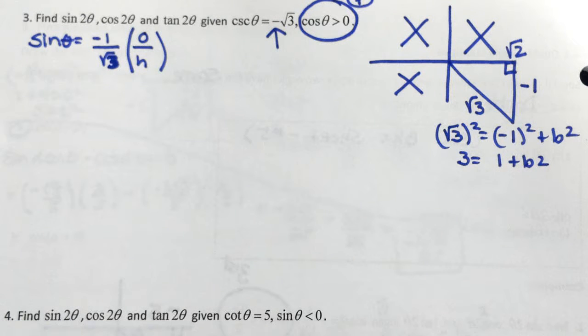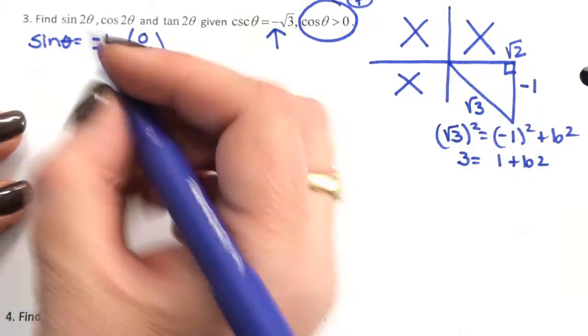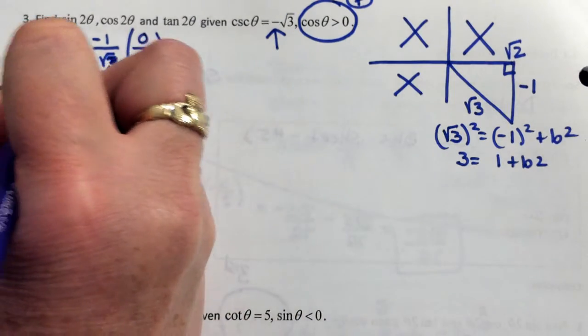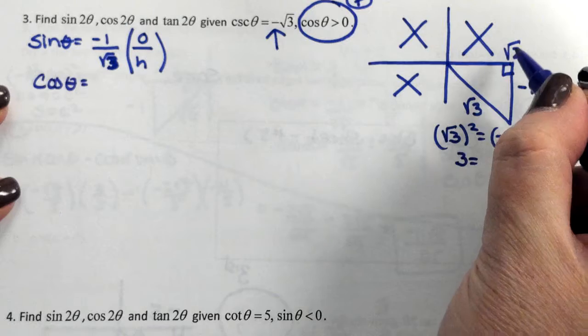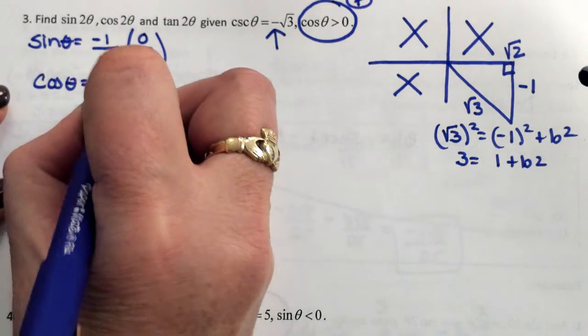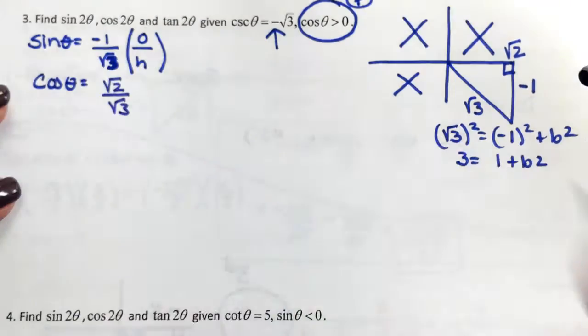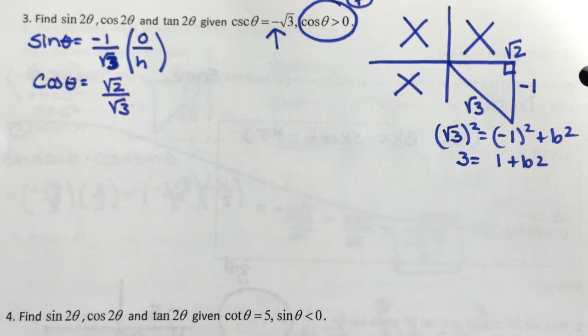What did you guys get? Square root of 2? Do I need a negative sign in front of the square root of 2? No. So now I know the sine ratio. Let me go ahead and set up the cosine ratio. Cosine, remember, is the adjacent over the hypotenuse. That's going to be square root of 2 over square root 3. Again, if you want to rationalize, go ahead, but as you're seeing, you're squaring the fractions and multiplying. The radicals are going to take care of themselves, so you don't need to worry about rationalizing the denominator here.